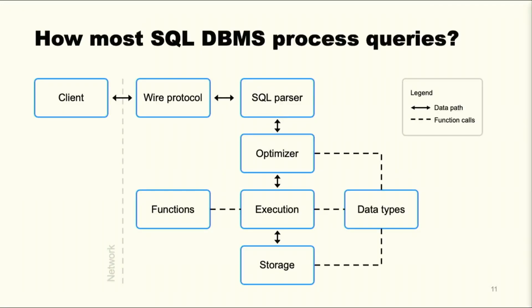And then the optimizer takes this intermediate representation and figures out the most optimal physical way to actually do it. Then it launches execution of this physical plan, which might call for some functions like multiplication, concatenation, this kind of stuff. It operates on some data types, and also it fetches the persisted data from storage, if it was a select query. So the idea is that we use diagrams like this to explore various approaches to making a database Postgres compatible.